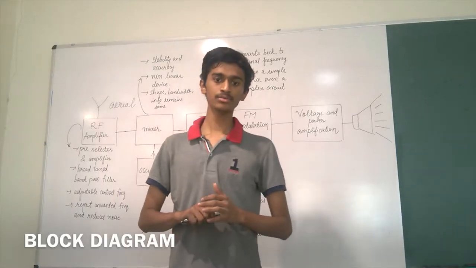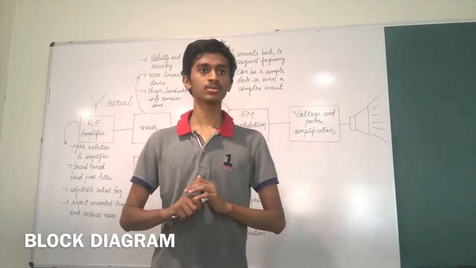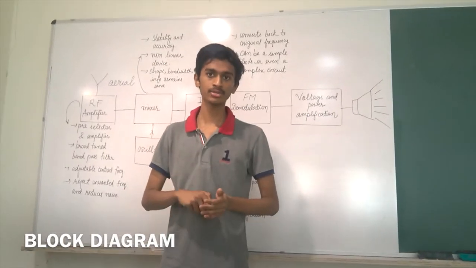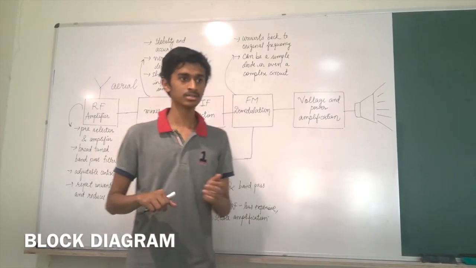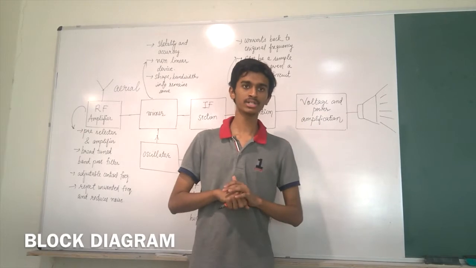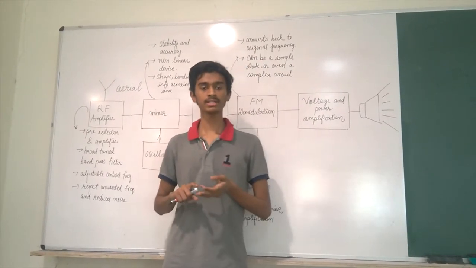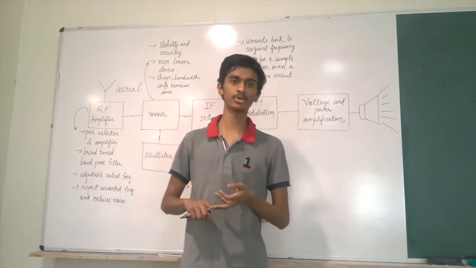Hello friends, we are going to explain FM receiver today. So we know there are various kinds of signals and we can do various types of modulation to pass or convey the signal. There are three basic types of modulation that we have. One is amplitude modulation, another is frequency modulation, and the last one is phase modulation.